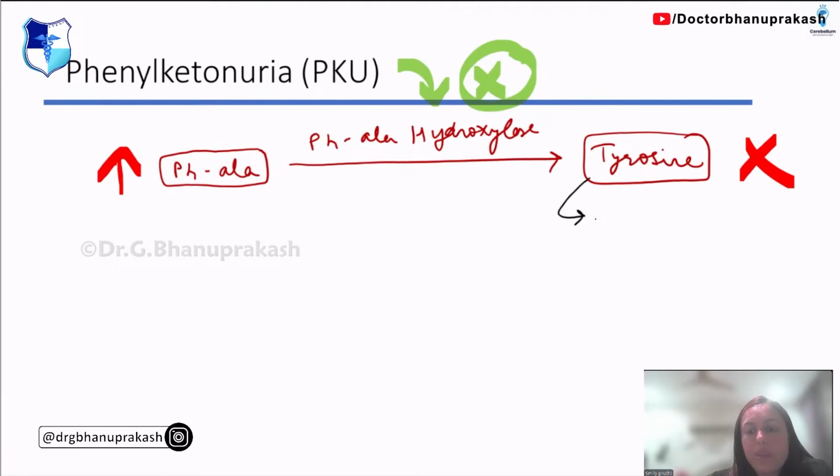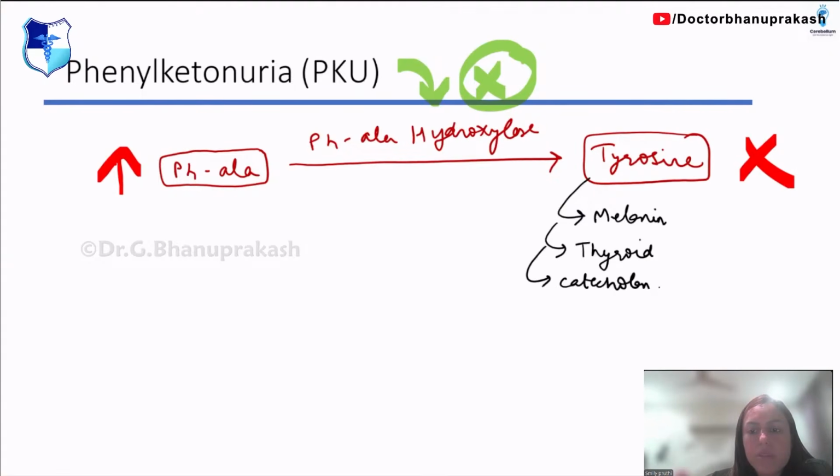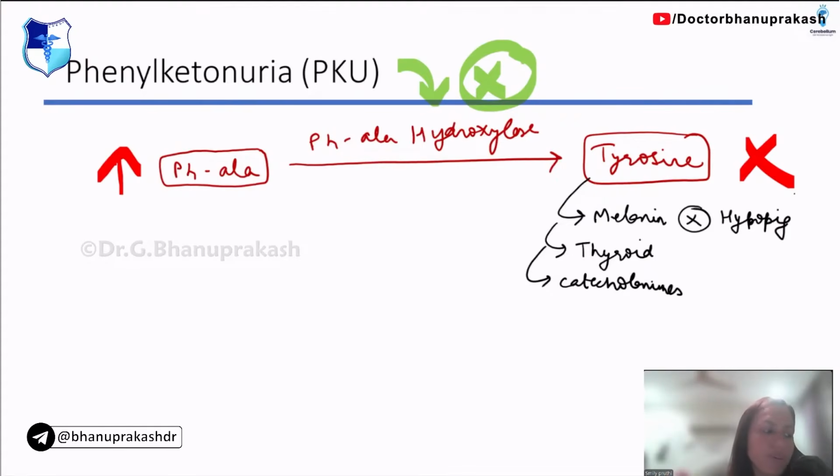Normally tyrosine makes melanin pigment, it makes thyroid hormones, it makes catecholamines. So when melanin is not formed, then patient has hypopigmentation, fair skin, light color of hair, blonde hair. Most of your biochemical disorders are autosomal recessive. If anything which is not autosomal recessive, that I will tell you.